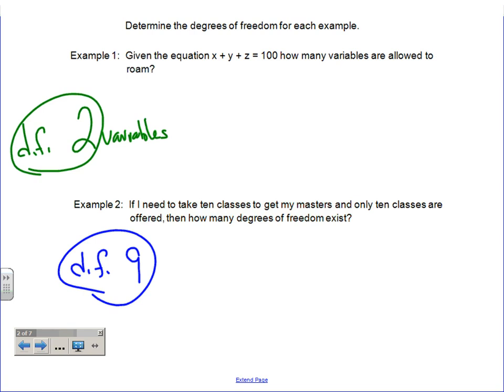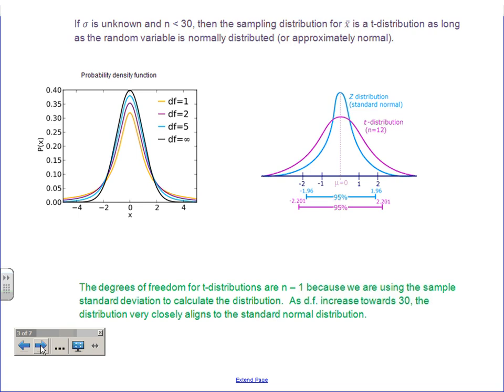All right, so now that we've talked about degrees of freedom, let's kind of move on. If sigma is unknown and n is less than 30, so this is what they're talking about by a small sample, then the sampling distribution for x bar is a t distribution now. It's not a z distribution anymore. Okay? Remember, if you know sigma, and if n is greater than or equal to 30, you're good. You can just use the standard distribution and go with your z-score. But here we're actually going to use a t-score, basically. As long as the random variable is normally distributed or approximately normal, okay, then you can actually use the t-distribution.